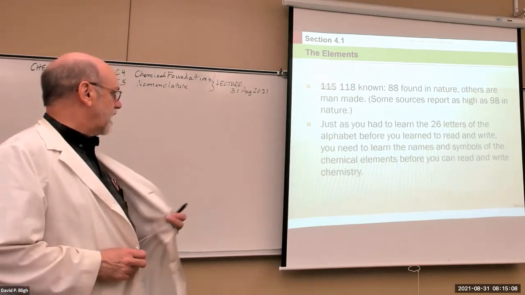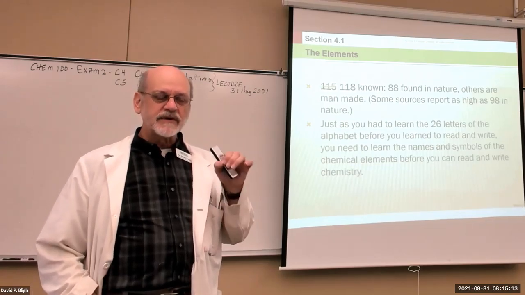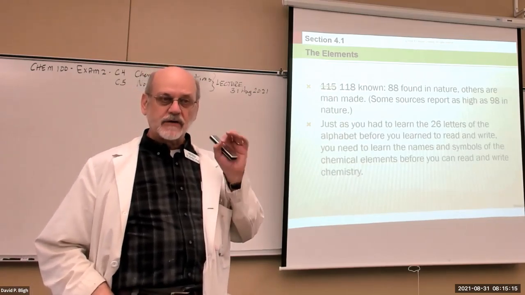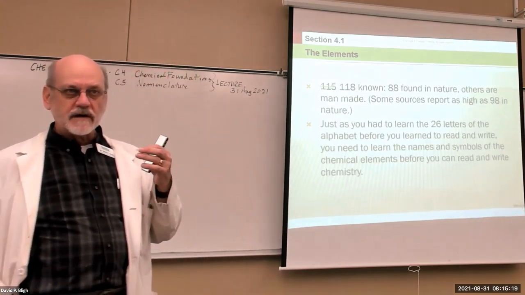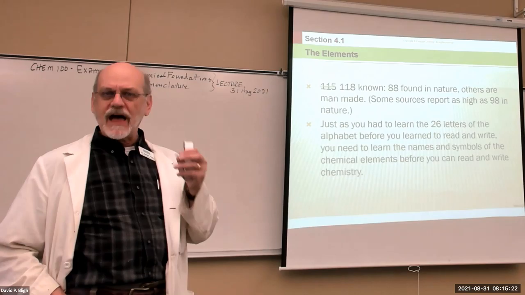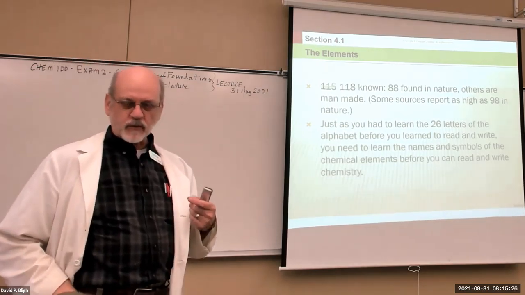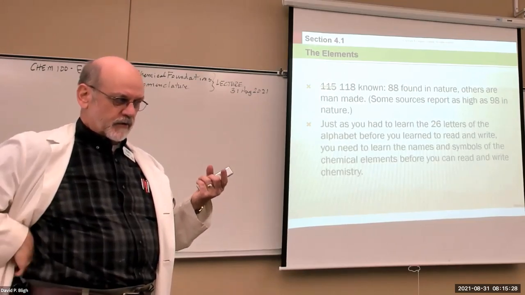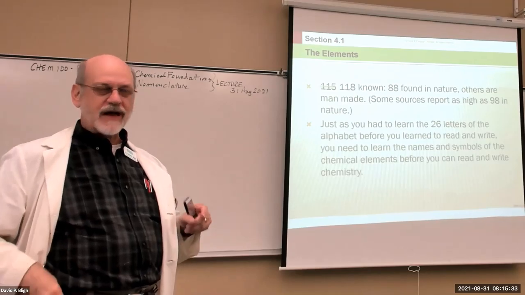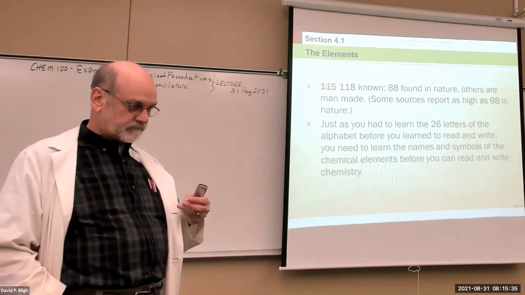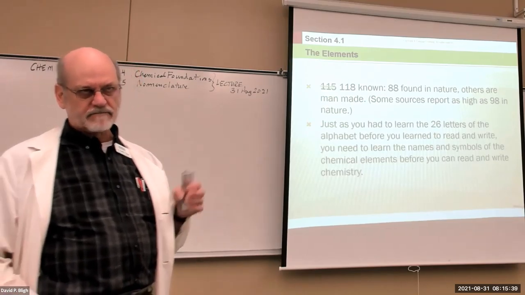Okay. The elements and their names and their symbols in the periodic table are the vocabulary. No, the alphabet, that's what they are. They're the alphabet of chemistry. So that's why I want you to learn those red boxed element symbols. If you haven't already done that, there are about 60 of them out of the 118, roughly.